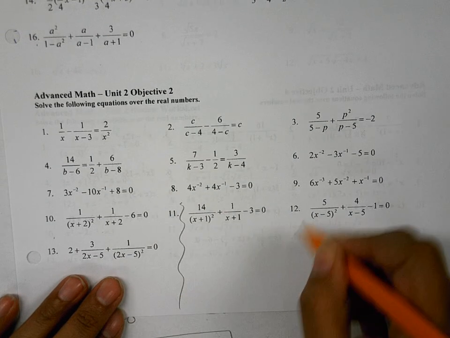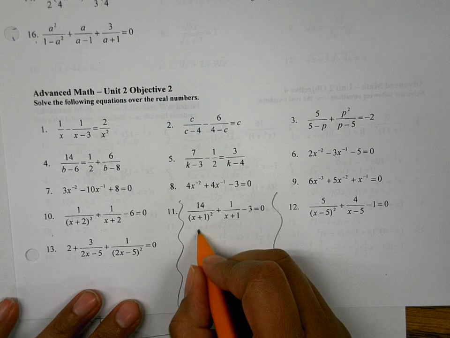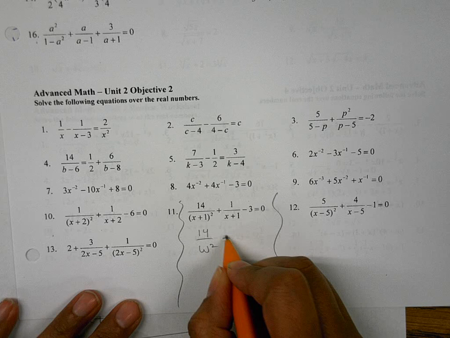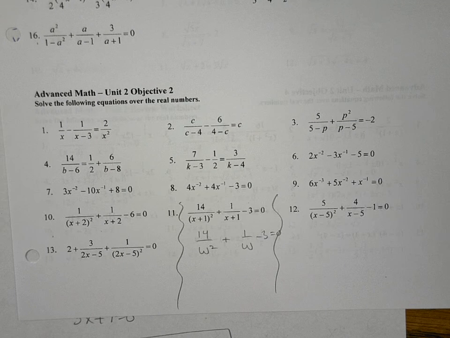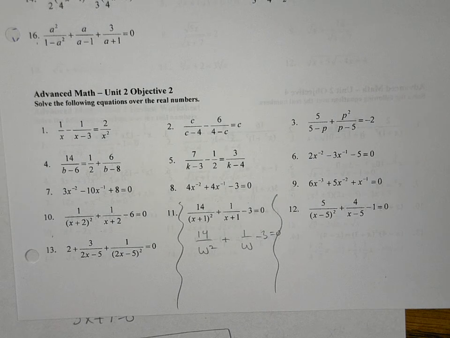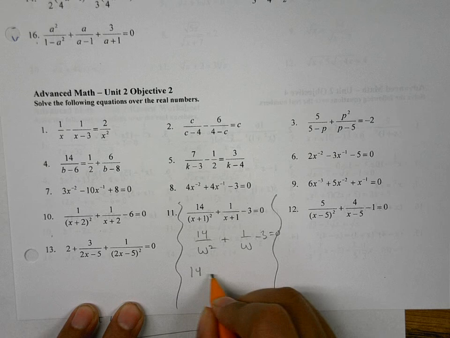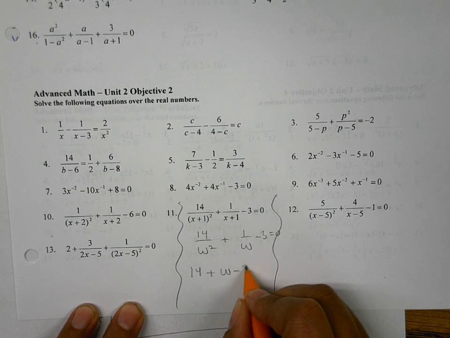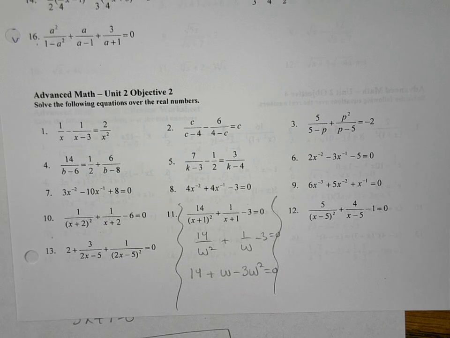Now, if you wanted to, do not write on your packet, please. I will be erasing this. If you wanted to, you could do this. 14 over w squared plus 1 over w minus 3 equals 0. If you feel like it'll help you to do it from the get-go and then clear by multiplying everything by w squared, which would give you 14 plus w minus 3w squared. Factor, plug w back in, and then solve. You can do it that way as well. So you decide which way you like better.